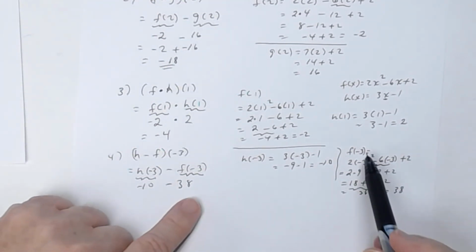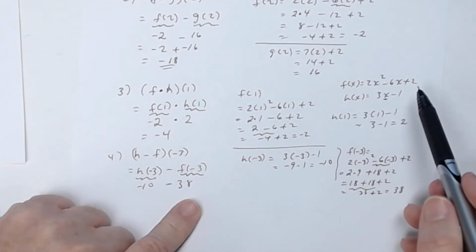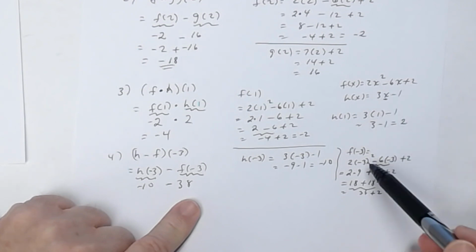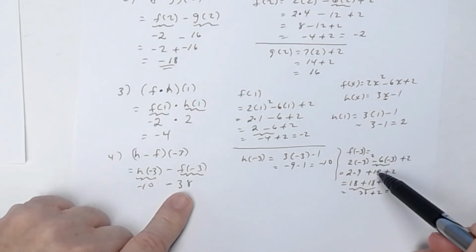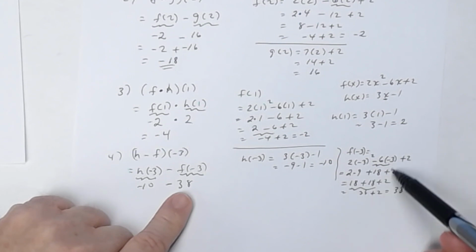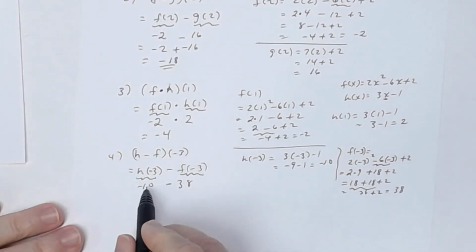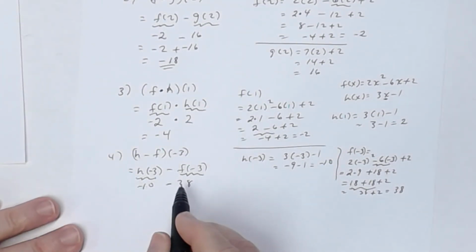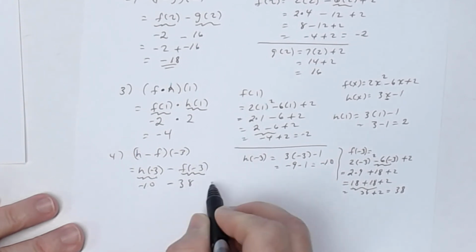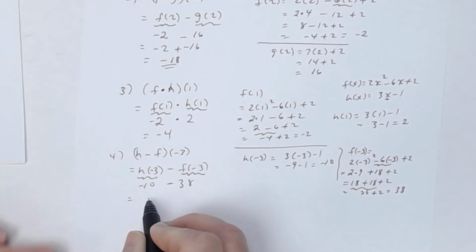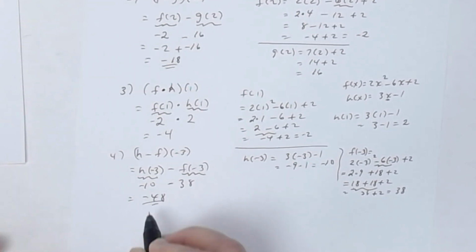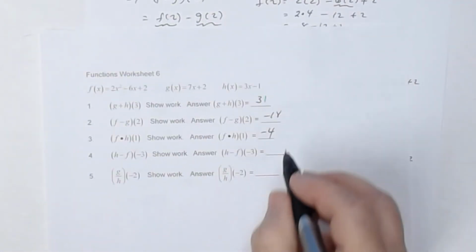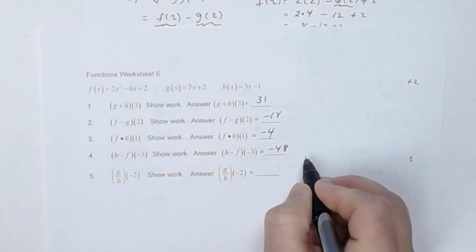Just let me double check before I go on to the next one. Wherever we saw the variable x, you substitute negative 3. So 9 times 2 is 18. Okay, that's right. And so a negative 10 subtract 38 is the same thing as saying negative 10 plus a negative 38, which is a negative 48. So number 4, this should be a negative 48.